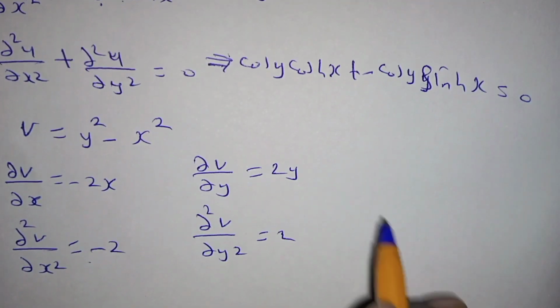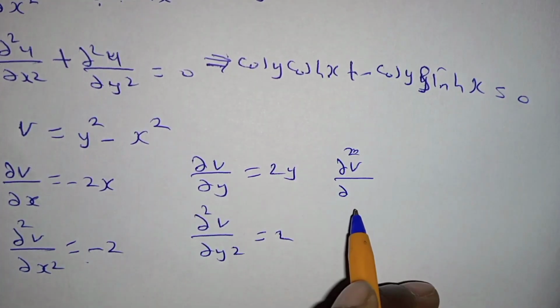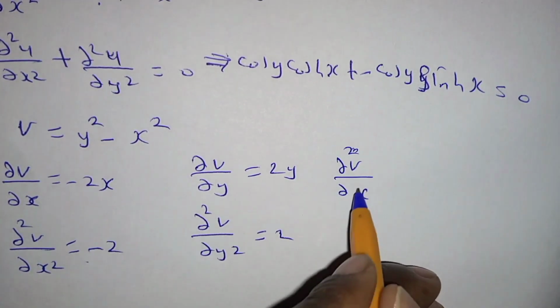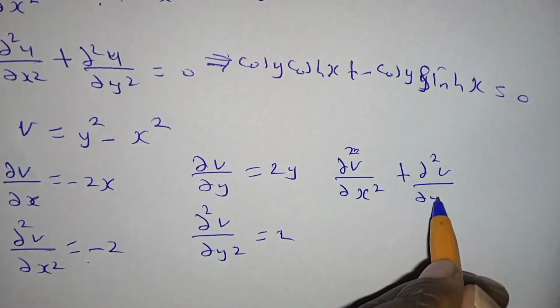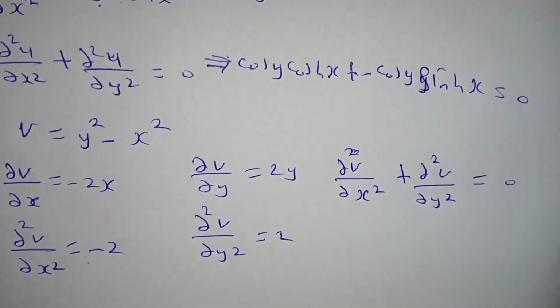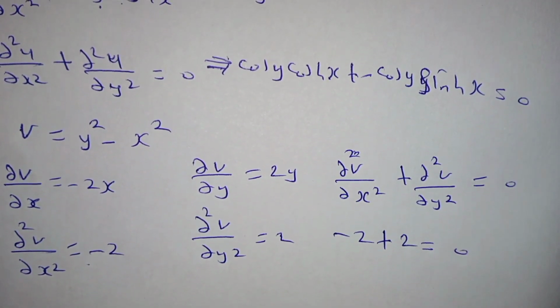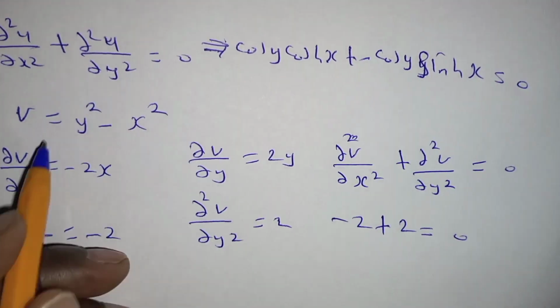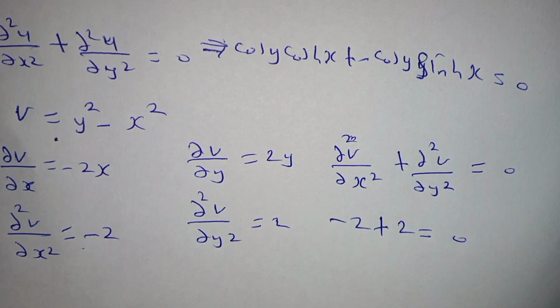The next step, you check whether the second partial derivative of v with respect to x plus the second partial derivative of v with respect to y is equal to 0. In our case, we have negative 2 plus 2, which is equal to 0, meaning that our given function, this one, is a harmonic function.